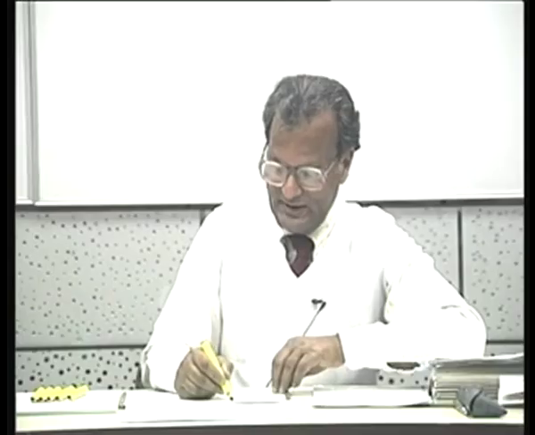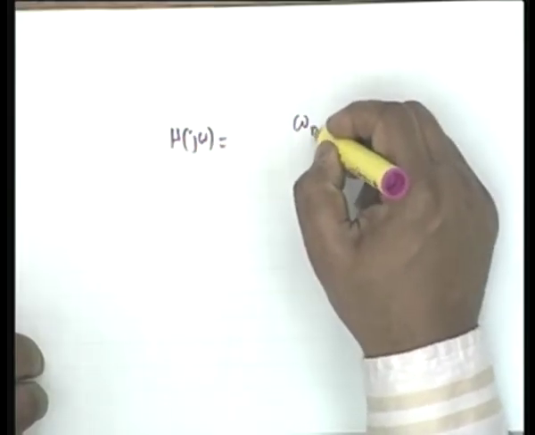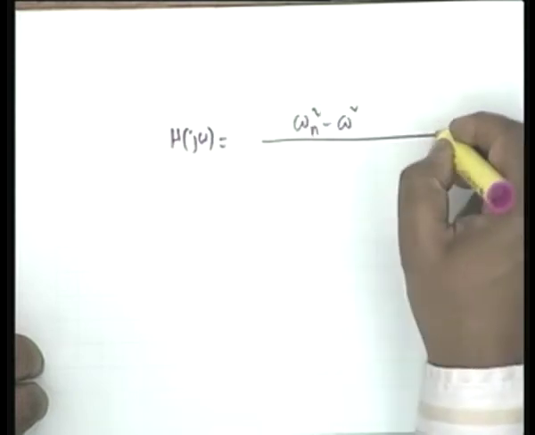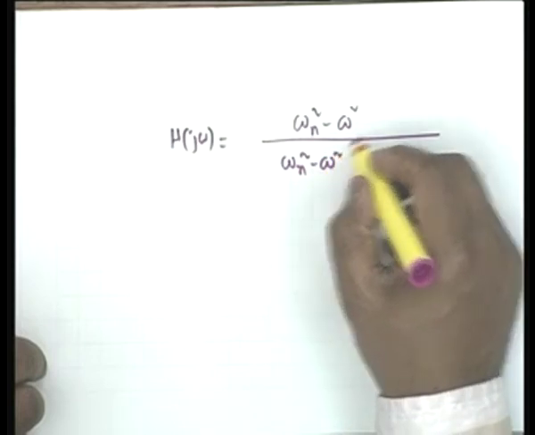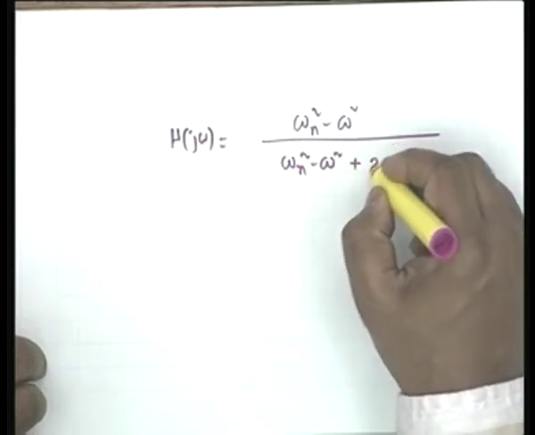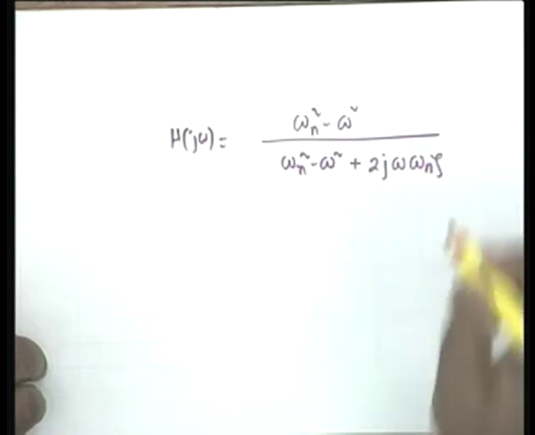Now, let's look at the phase. I have omega n squared minus omega squared divided by omega n squared minus omega squared plus 2j omega n zeta.